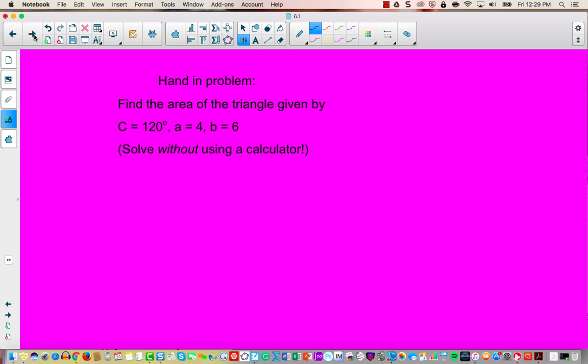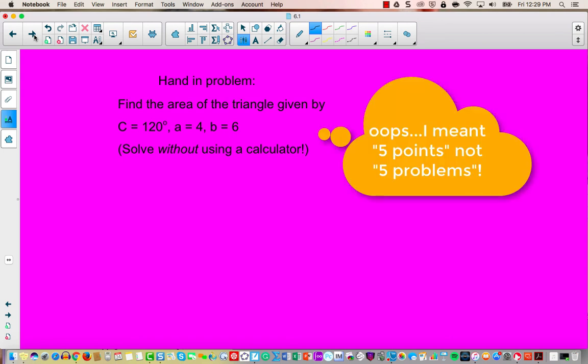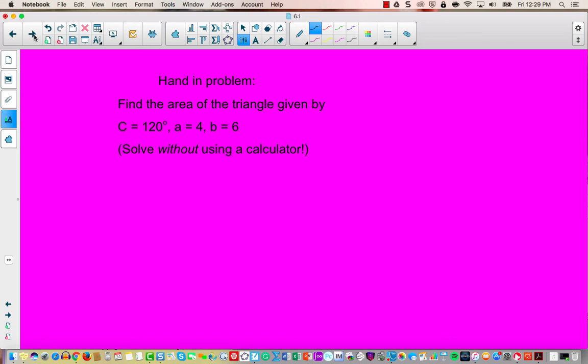Now here's one for you to do to hand in. I'll leave it to you to figure out the method you're going to use to attack it. The challenge in this one is to solve it without using a calculator. That's how you'll get the full 5 points for this, is to do it without using a calculator. But that angle, 120 degrees, will be pretty easy to work with. So good luck and happy calculating.